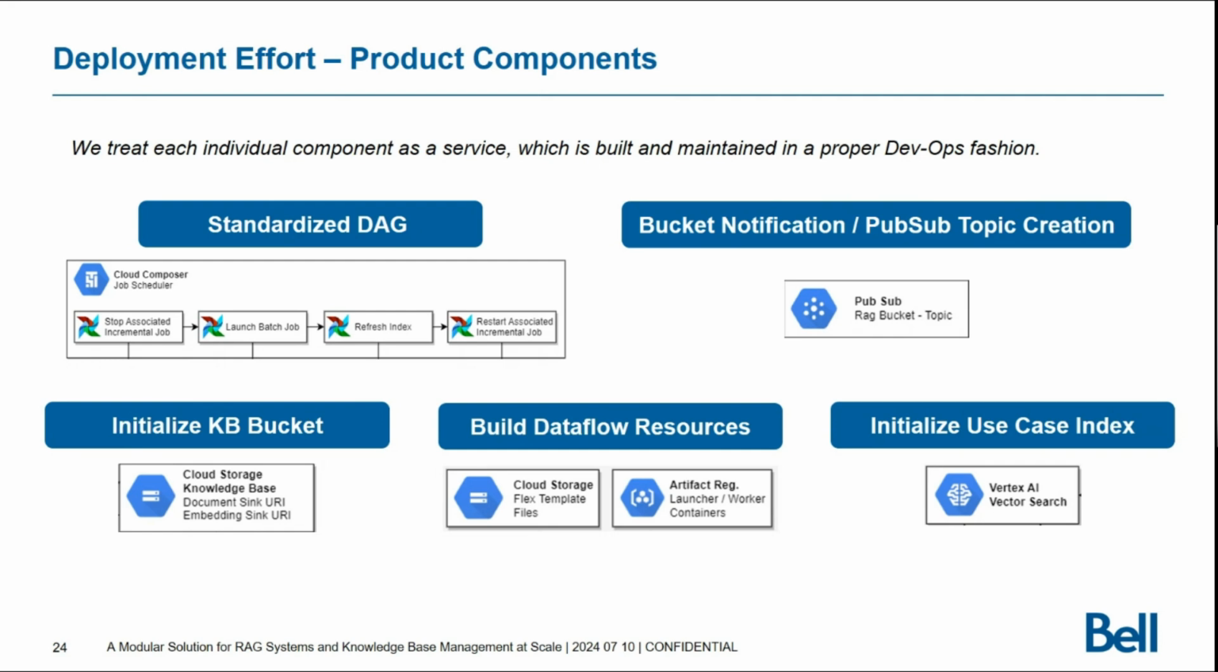So there's a variety of one-time resources which are required for the RAG pipeline to run. Those include your Dataflow Flex templates and containers, the initialization of the knowledge bucket in the target environment, creating the Pub/Sub and bucket notifications, and then initializing the index with specified parameters. Through the magic of infrastructure as code and our DevOps team, who are the real heroes, if you're watching, thank you, we can treat these components as products and offer them to services.